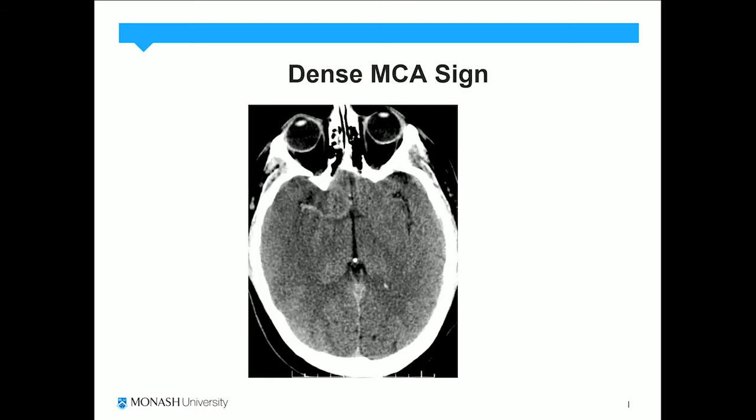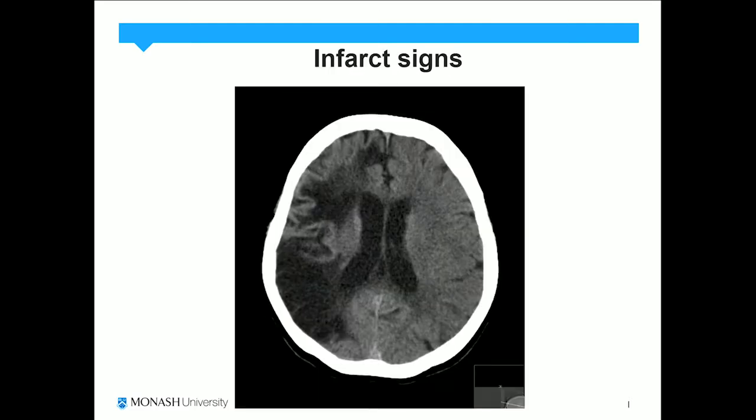On this image, you can see there's a very dense vessel, and that is the middle cerebral artery. This is the dense middle cerebral artery sign, which is a reliable sign for ischemic stroke. And then to differentiate infarct, here you can see there is a hypodense area. It's a large hypodense area which is in the vascular territory of the middle cerebral artery.